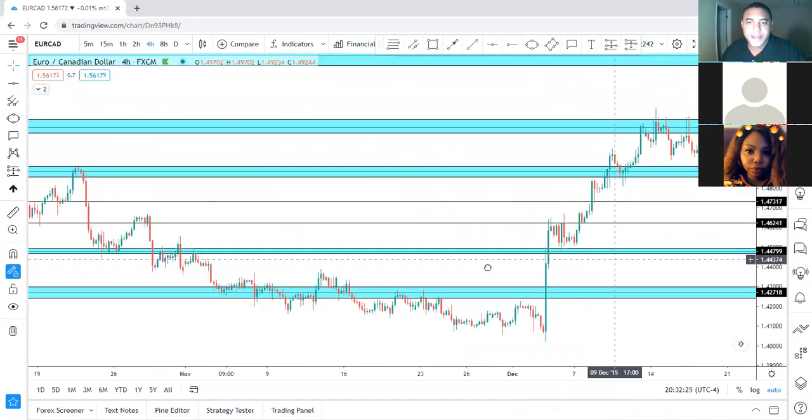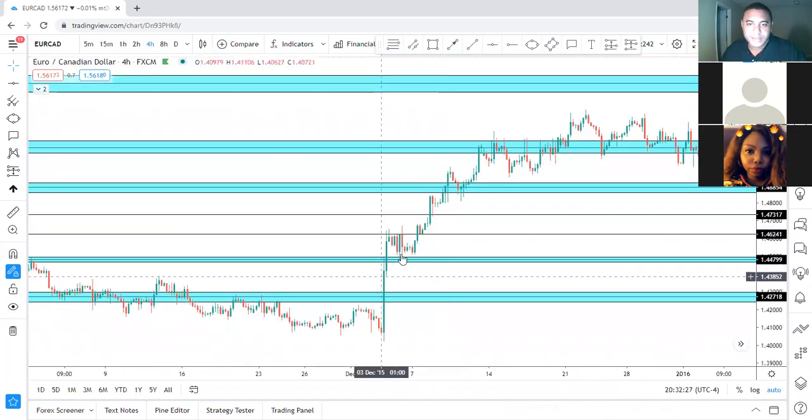Just looking for some more setups. We're looking for breaks, retest. See price struggling to break this area here. Buy stop all the way up to the next zone.